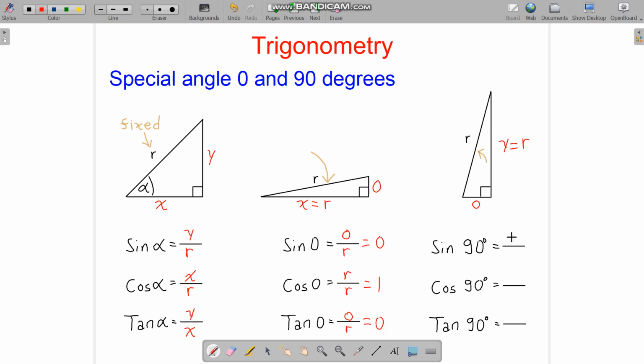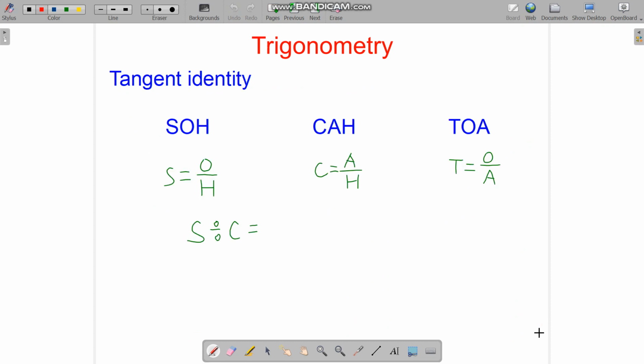So sine 90 degrees would be opposite over hypotenuse, cos is adjacent over hypotenuse, and the tangent is opposite over adjacent. This is the 0 degrees and this is the 90 degrees. So tangent is opposite, which is r or y, divided by adjacent 0, and this explains why tangent 90 degrees is undefined, because we have something divided by 0.